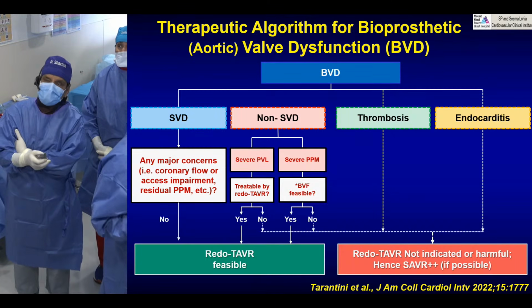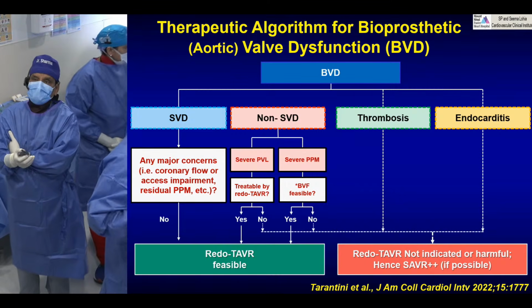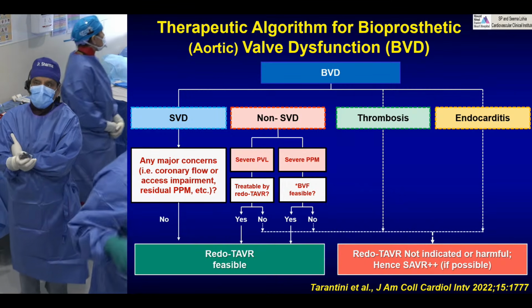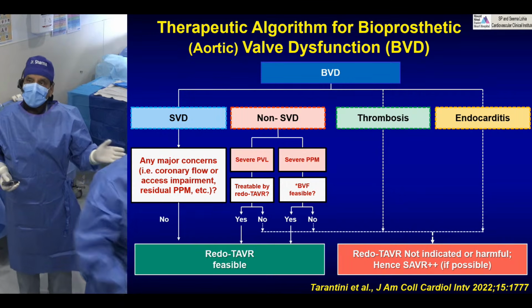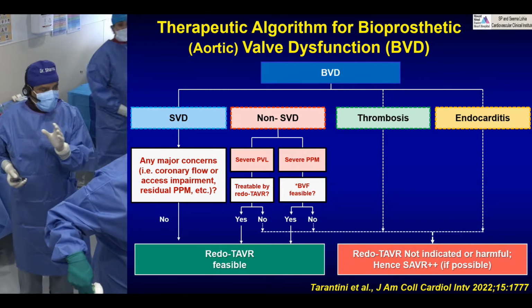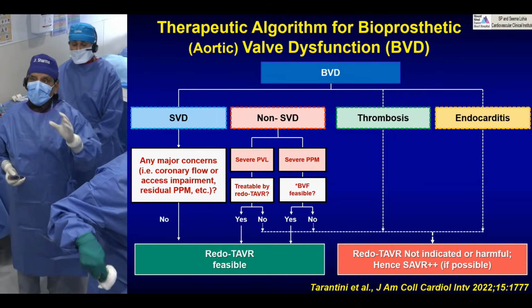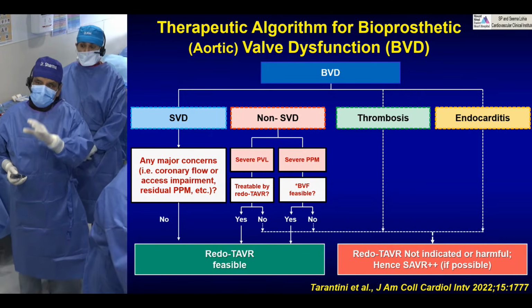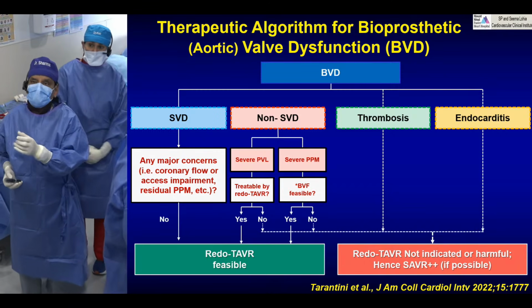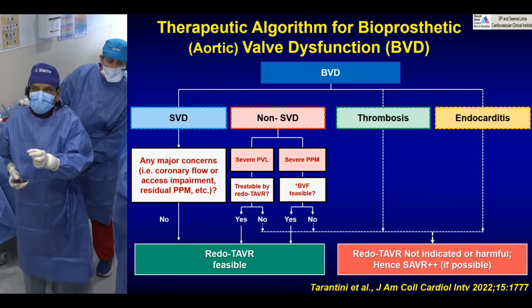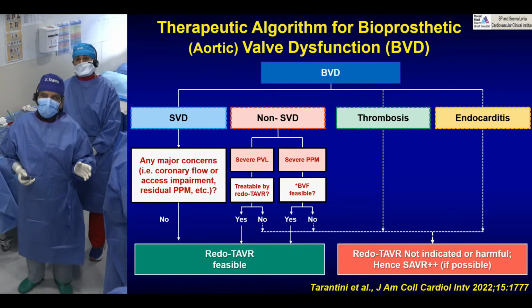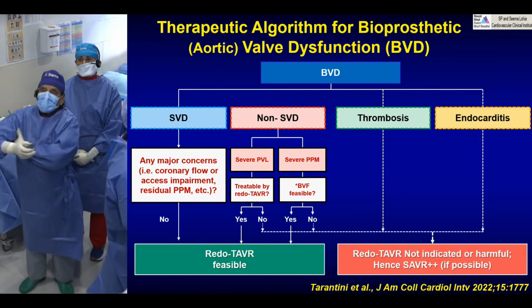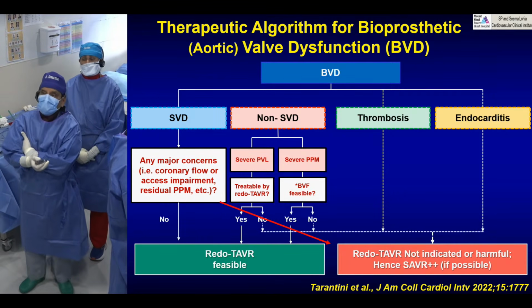Then in the structural valve degeneration or non-structural valve degeneration, severe PVL, like the case we have today, severe patient prosthetic mismatch, unless you want to fracture the valve, if feasible, then only you will start TAVR. Otherwise, all these patients, or if there is a concern in the structural valve about the coronary issues and residual patient prosthetic mismatch, they all should go for surgery.